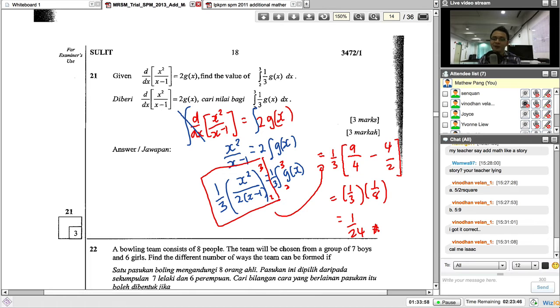Done. Yeah, this kind of question, if you're not familiar with integration, you might feel it's quite hard, but I think it's still okay. Okay, let's move on to 22.